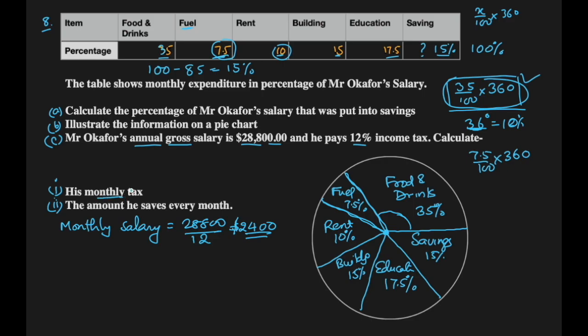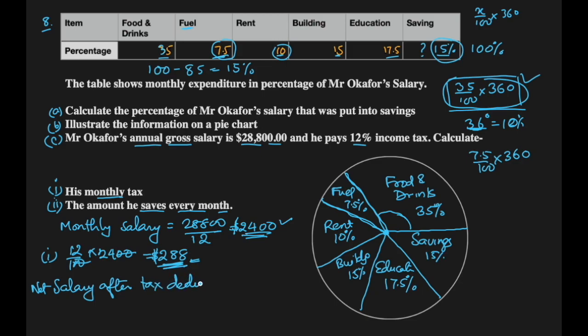Now he has to pay tax on this. How much? 12%. So 12% of the 2,400 monthly salary will be $288. Every month he is paying this much tax. The amount he saves every month, okay, he saves 15% of the salary that comes to his hand. So he will not get 15% of 2,400. He has to subtract this because he is paying this as tax, which is not included here. So net salary, we can say, after tax deduction will be 2,400, his salary, minus 288, which will be $2,112.